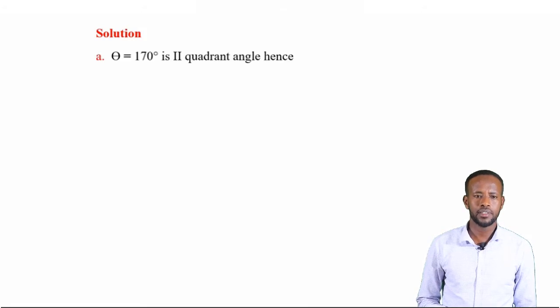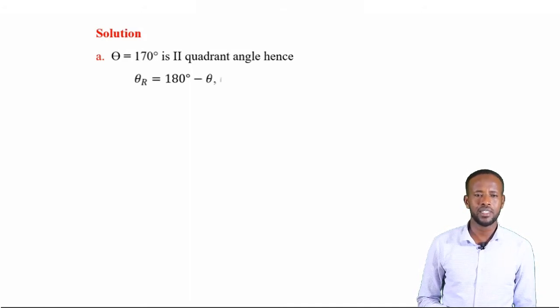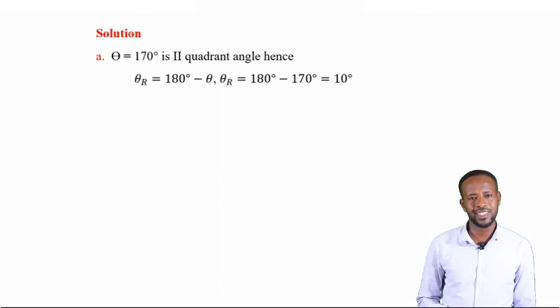Okay, A. 170 degree is a second quadrant angle. Since it is a second quadrant angle, hence theta R is equal to 180 degree minus theta, which is equal to what? 10 degree, easily. I hope that you get this easily.